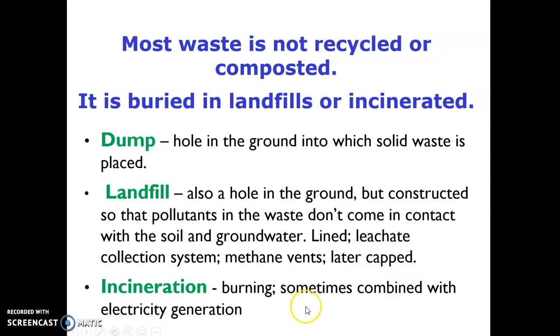And the third process by which waste can be treated is incineration, which means burning. And in the case of Massachusetts or Cape Cod and the nearby towns, we burn our trash, combining it with electricity generation at a plant called SEMASS, which I will also show you in a minute.